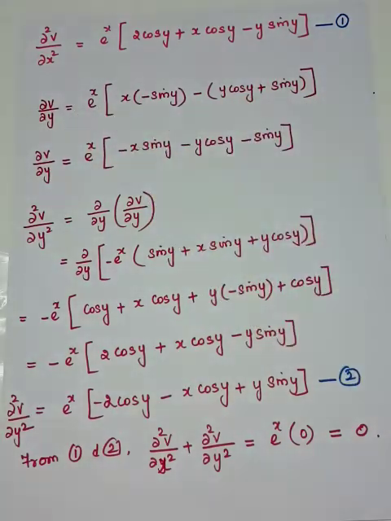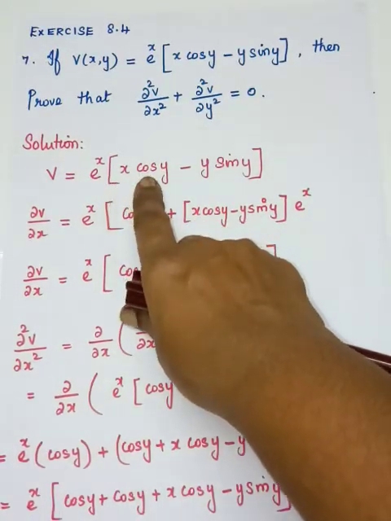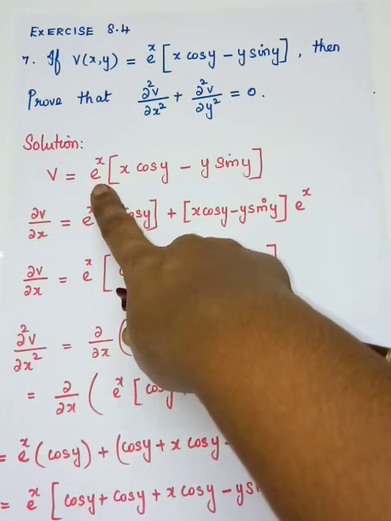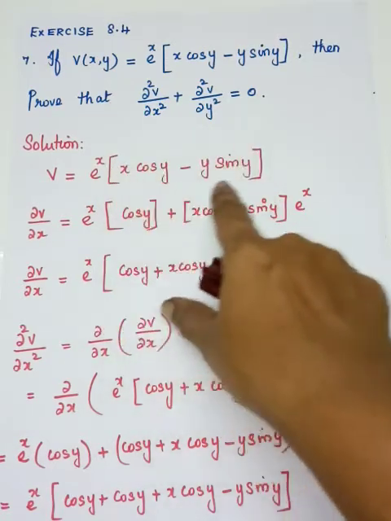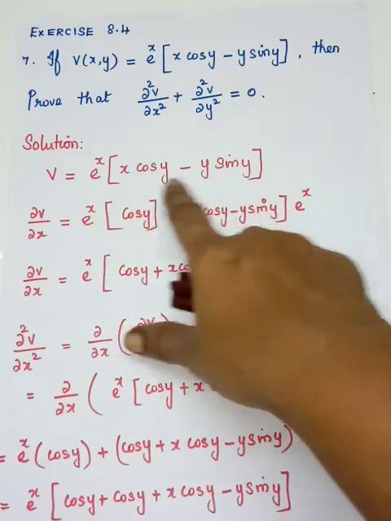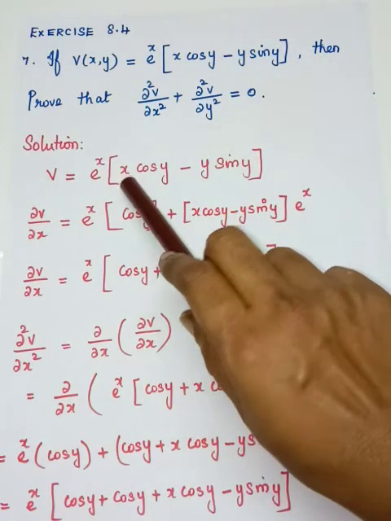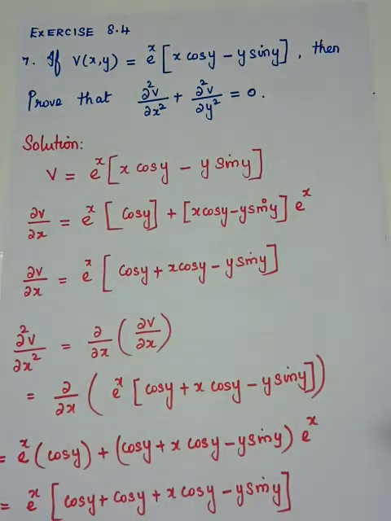Next you are going to find ∂v/∂y. What is your v? You see that your v is here. You are going to differentiate v partially with respect to y. So here e power x is a constant, so it is written out, and you are going to differentiate these two terms. Okay, so x cos y. So here x cos y you have to differentiate partially with respect to y. So x is a constant, and cos y, the differentiation with respect to y is minus sin y.